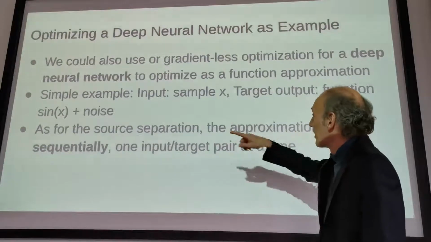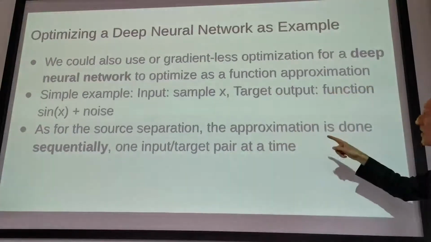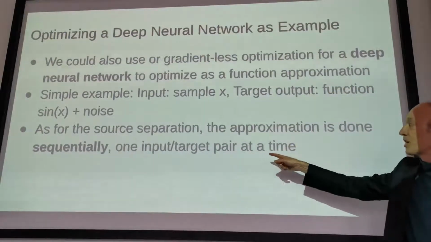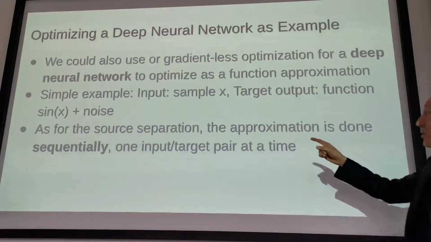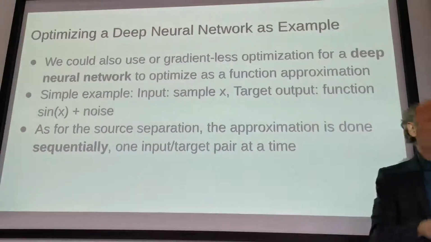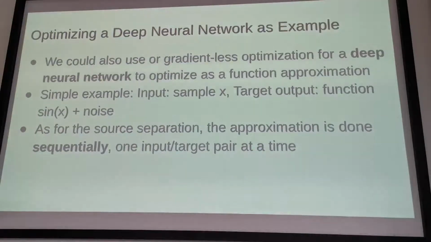Yeah, so as in the source separation, the approximation is done sequentially, one input target pair at a time. So here we can also update, which is often desirable when you have a network. The network is trained on some training set, but then you also want to apply it to some new data and you want to also be able to learn from this new data. Right? So this is also kind of unusual for neural networks. Usually you just have the training set and after training you're done. Right? It's no longer updated.